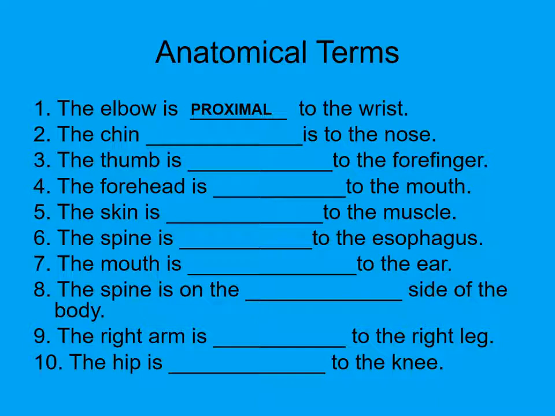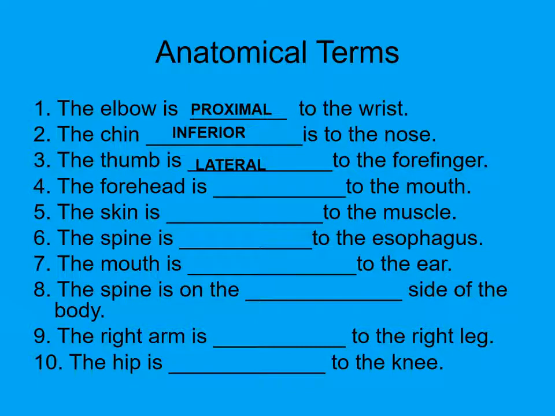Think of the location of the chin as compared to the nose. It's below it, so it's inferior. The thumb is lateral to the forefinger. Remember how I mentioned the thumb and you're using these when the body's in anatomical position. So remember I said the thumb, because the palms are facing forward, the thumb is pointing outward.